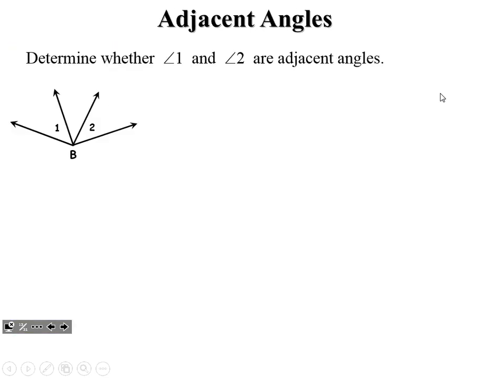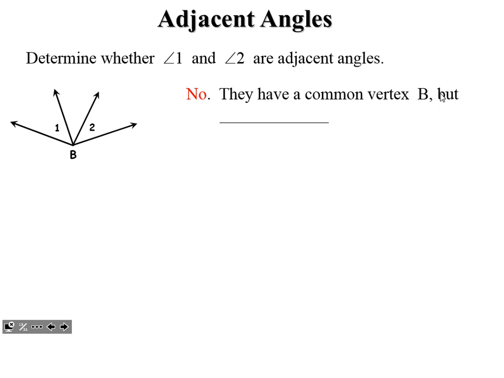So now we're going to look, and we want to determine if angles 1 and 2 fit the criteria to be adjacent angles. Do they fit? No, they don't. Why not? Because they're not sharing a side. They have a vertex because they both have the vertex at B, but they're not sharing a side. That's perfect. Because there's a third angle in the middle that is separating them.